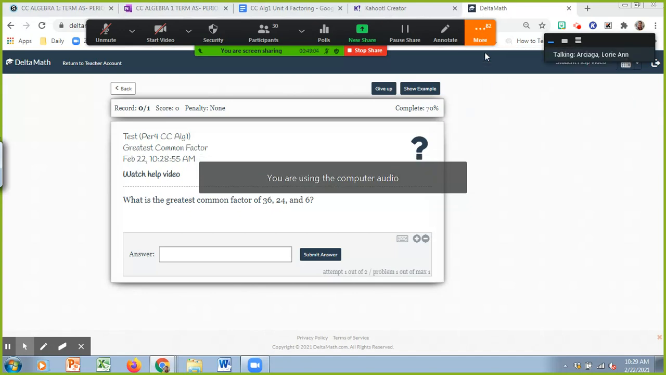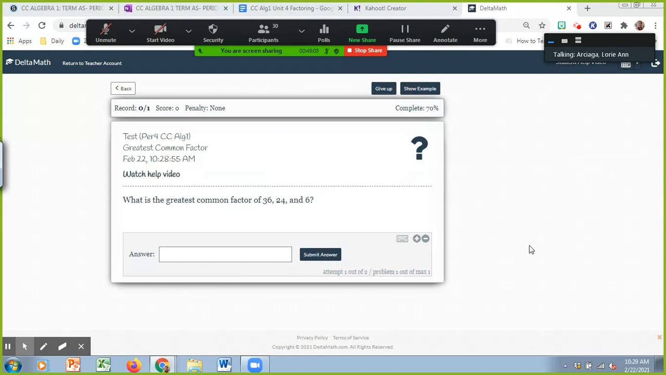As we were saying, it's okay to guess, but you have to guess smart. And how do you do that? You start from the smallest number. In this case, 36, 24, 6. The smallest number is 6. 6 can divide 36 because 6 times 6 is 36. And 6 times 4 is 24, so it can also divide 24. And 6 can also divide itself. So that means the greatest common factor is 6.